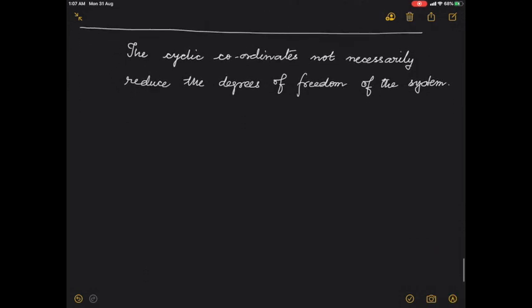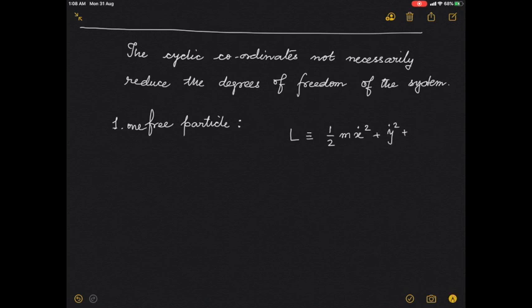Okay, let me give you a concrete, very simple example: a free particle. A single free particle. What is the Lagrangian? The Lagrangian is just half m x dot squared, if m is the mass of that particle, I have only one. So half m x dot squared, plus, if you wish, y dot squared plus z dot squared, right? And that's all the Lagrangian has, because it's a free particle, there is no potential.